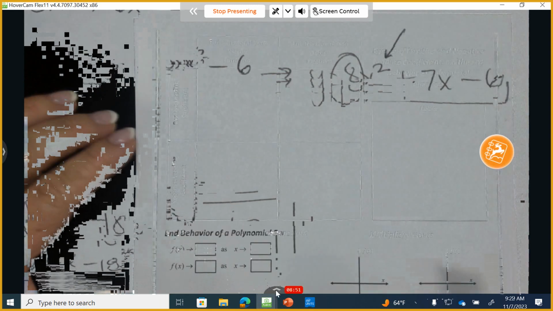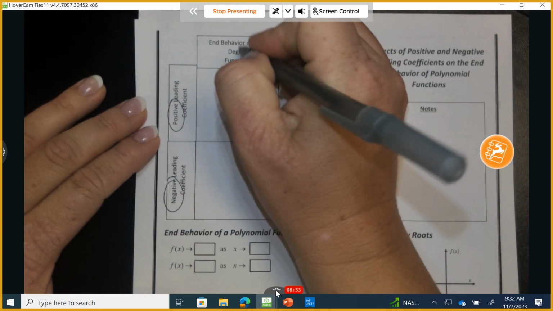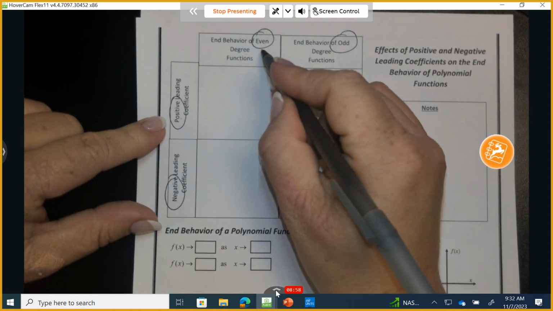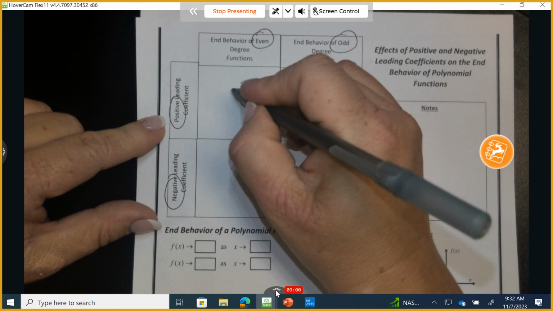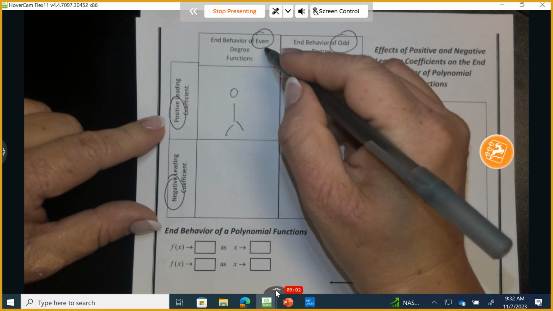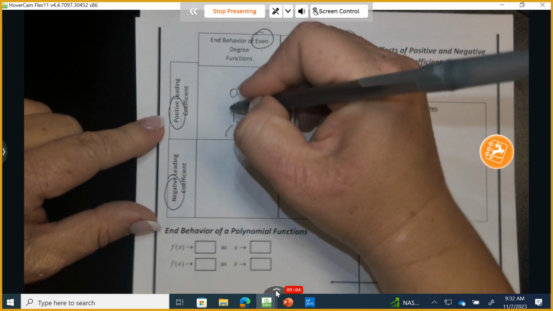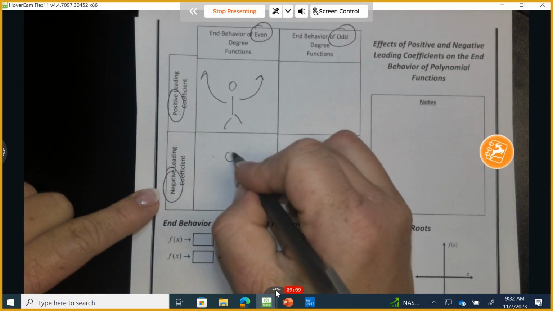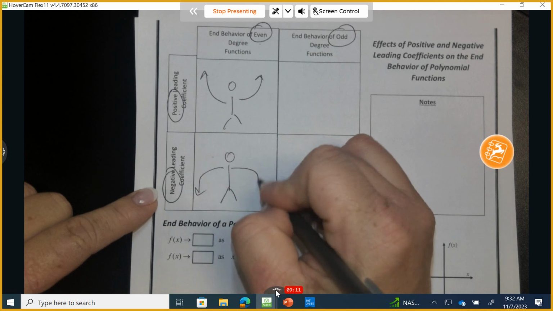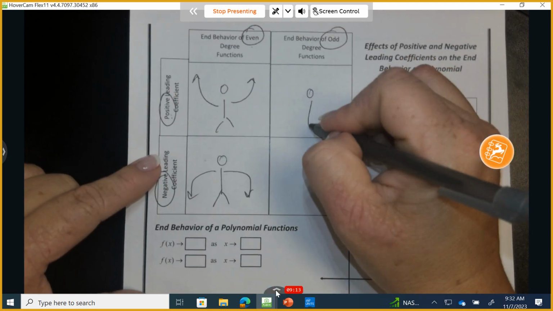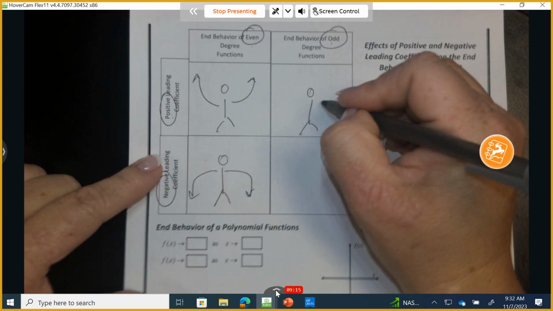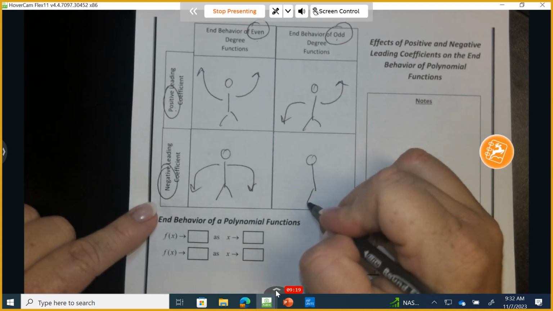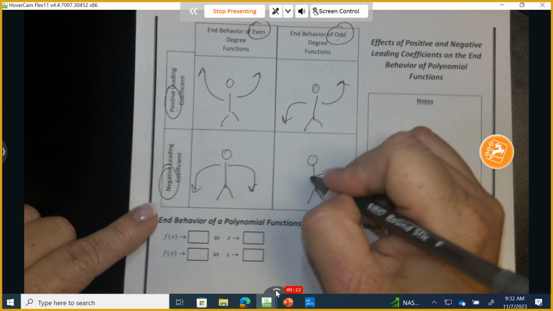So I want you to draw this. Circle positive, negative, even, and odd. When it is positive and even, we'll talk about what that means in a second. Here's my stick figure. Positive, even, it means both hands up. The end behavior is both up. Even negative means hands are down. Odd positive means right's up, left's down. Odd negative means right is down, left is up.